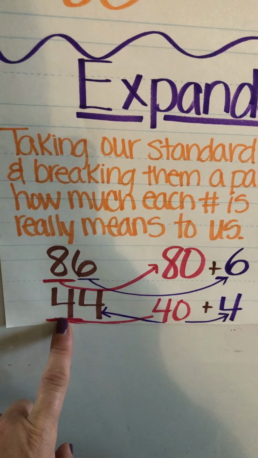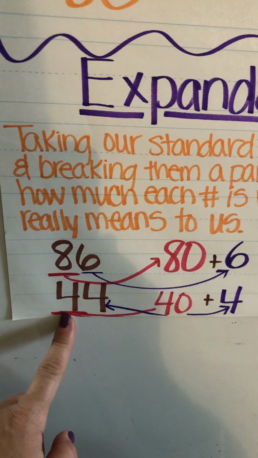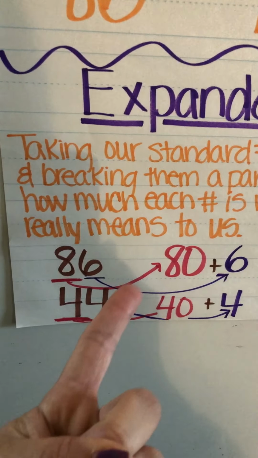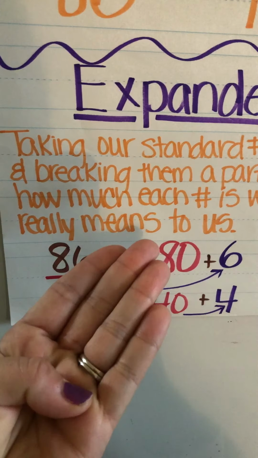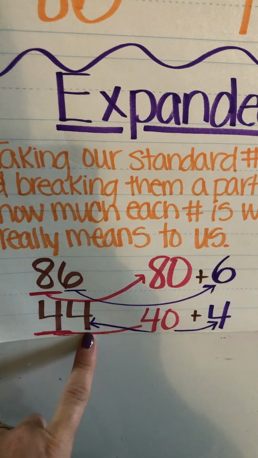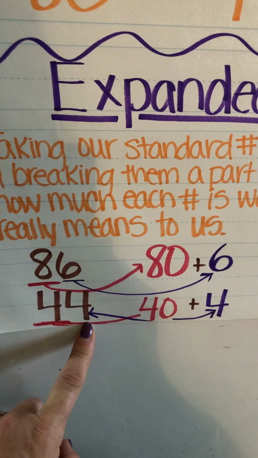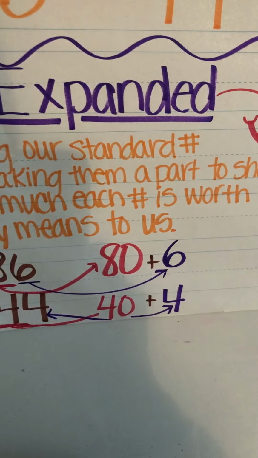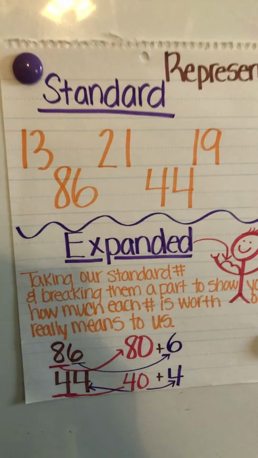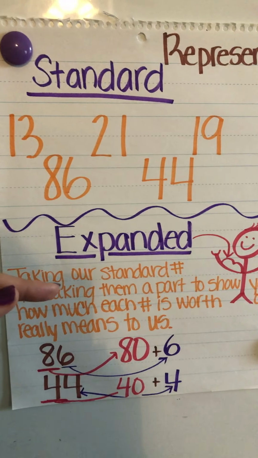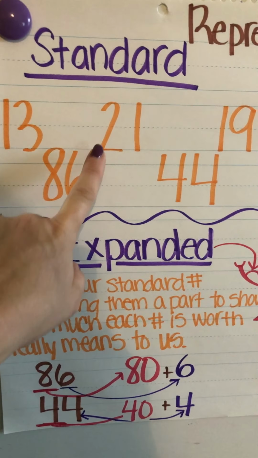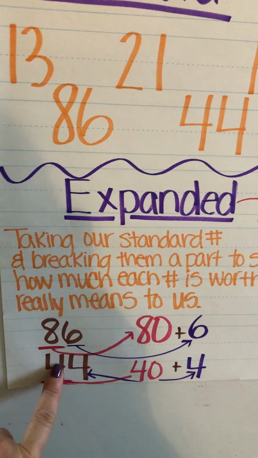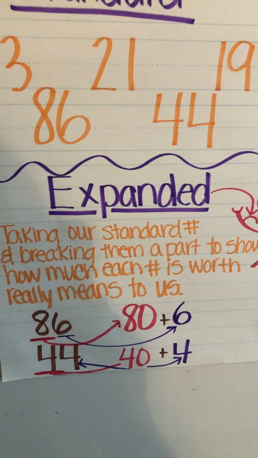44, this 4 in the tens place, what does that represent? That's right, it represents 40. 10, 20, 30, 40. And then we look at the ones place, and we so happen to have another 4. So we take that 4 and bring it over here. We have only 4 ones, right? Okay, so that's the difference between standard and expanded. Standard is just the number we see. Expanded explains what the numbers actually mean, right?